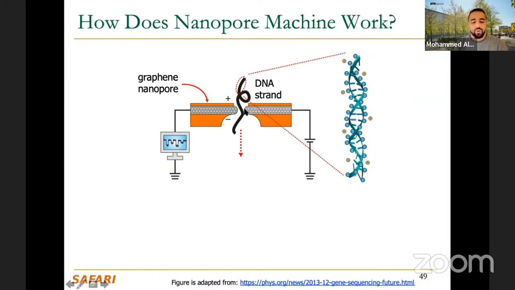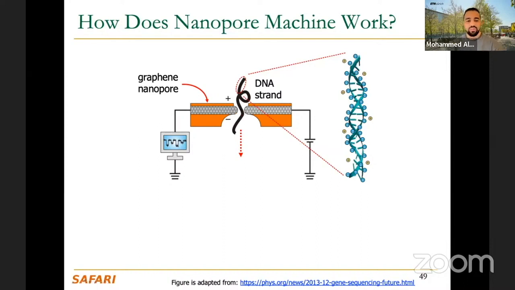And then we use what we call a nanopore, which is a hole at nanoscale. This hole will allow only the DNA strand to pass through. And then we pass an electrical current through this hole. The electrical current passing through each base will differ in amplitude.